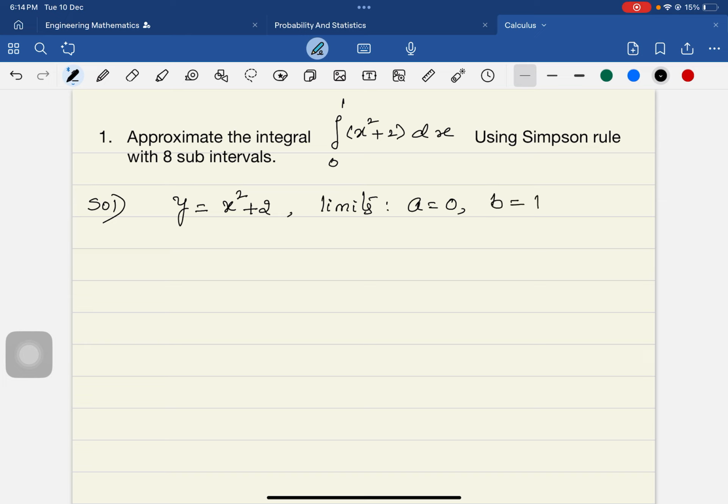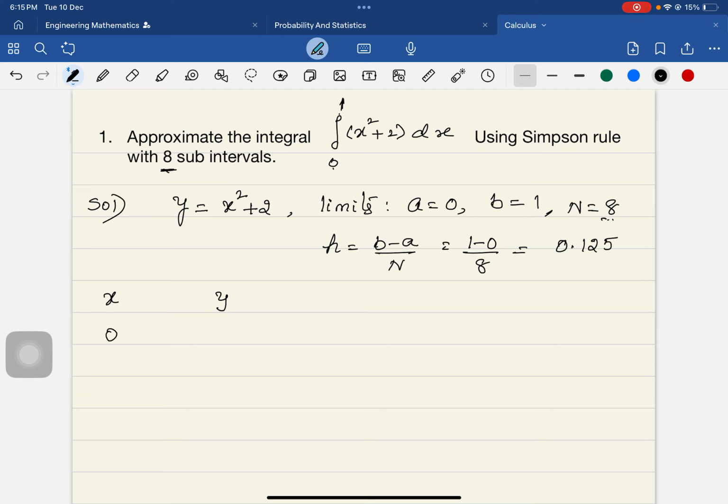Now n is equal to 8. This n is 8 subintervals, and it is even, understand. Now h is given by b minus a by n, that is 1 minus 0 by 8, which is 0.125. This is the interval. Now our job is to find the values of x and y.